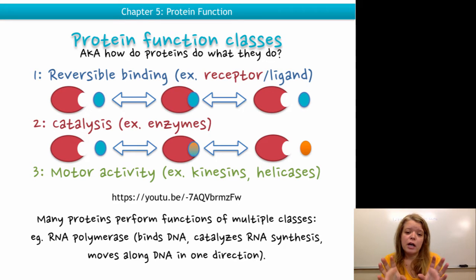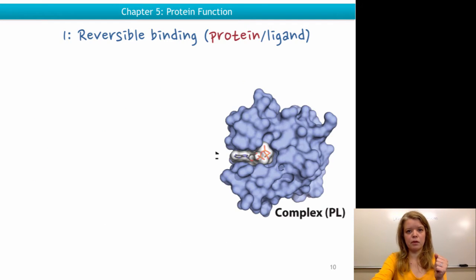And what I would like to point out, however, is that many proteins are able not just to perform one type of function, but they are able to do multiple, such as the RNA polymerase that can bind DNA, that's reversible binding, catalyze RNA synthesis, that's catalysis, and it can move along the DNA in one direction. These proteins that have multiple functions usually are multi-subunit proteins where each subunit can fulfill one of its functions. So let's talk about the reversible binding function of proteins.